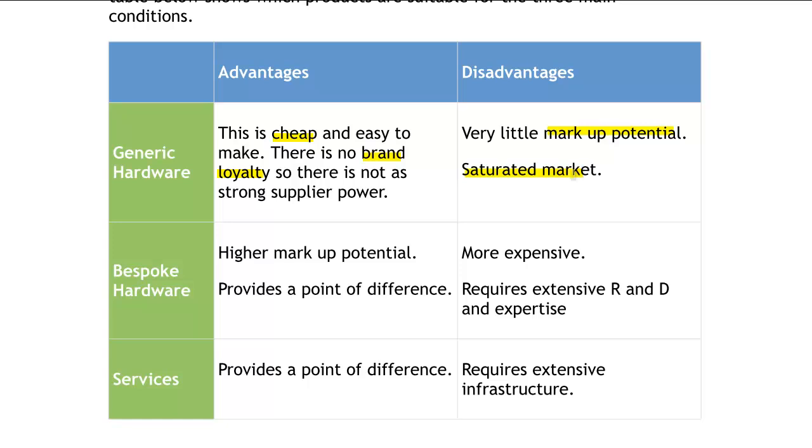So if we move on to bespoke hardware, it's a completely different product. It has a higher markup potential because your product is going to be different from others. You've added a lot more value to it by making it specifically for the customer. And this provides you with a good point of difference, which differentiates you from your competitors. However, it is a lot more expensive.